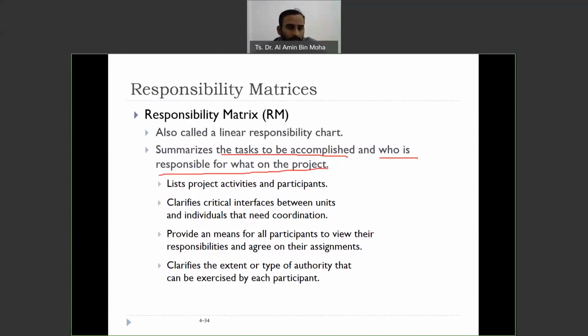Very detailed list. Okay, so basically it will consider the list of project activities and participants. It clarifies critical interfaces between unit and individual that need coordination. Which department, which person in which department needs to do what, as an example. So everyone involved is going to have a clear description of their job scope and clarify the extent or type of authority that can be exercised by each participant.